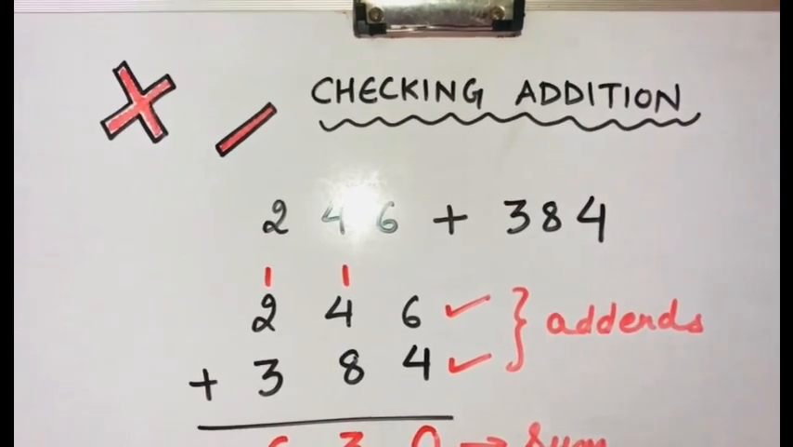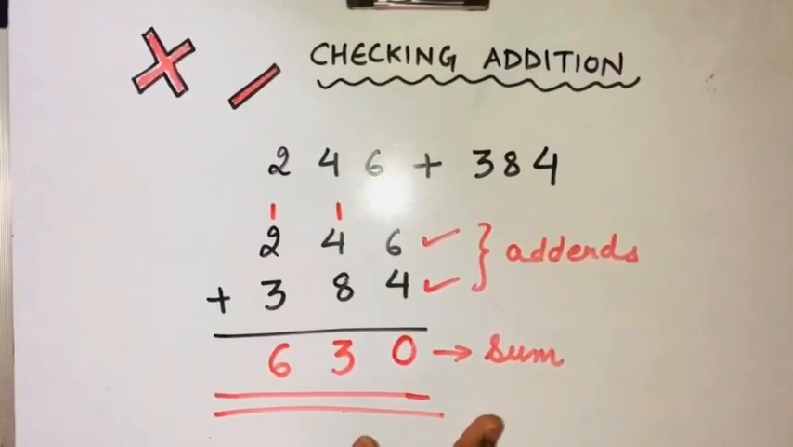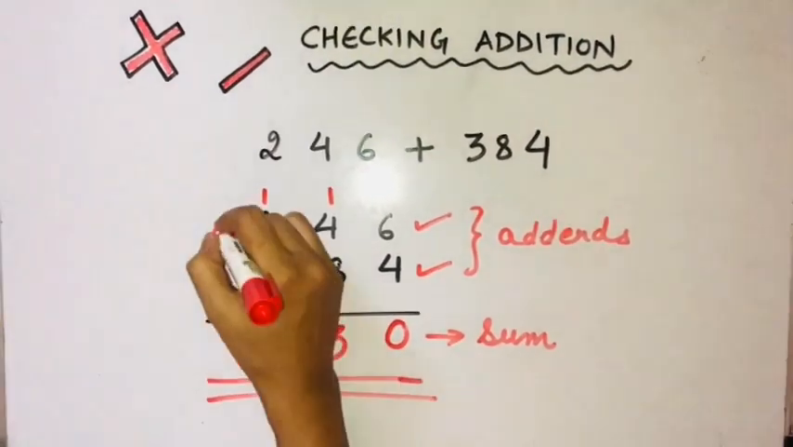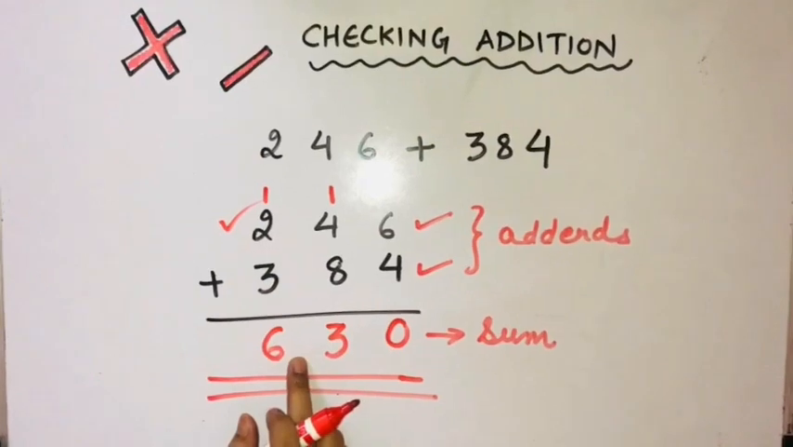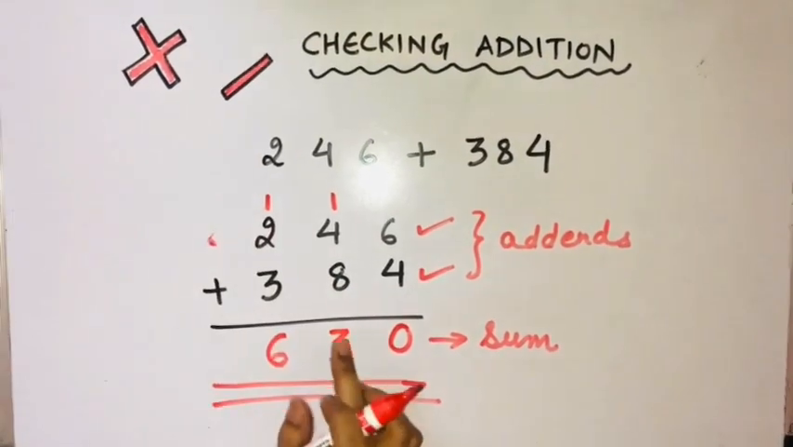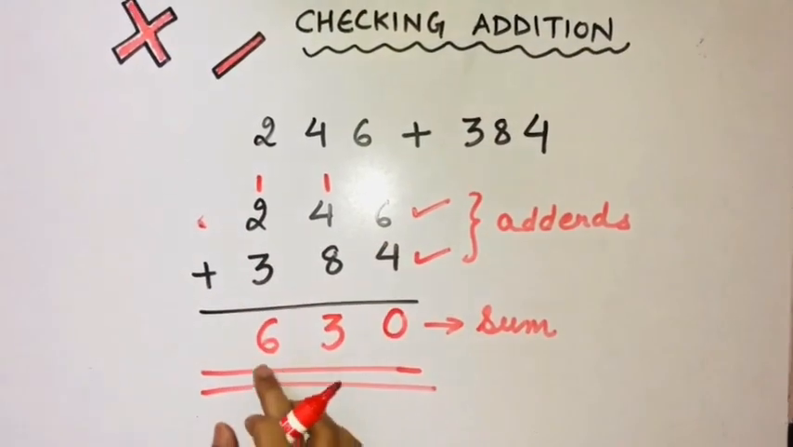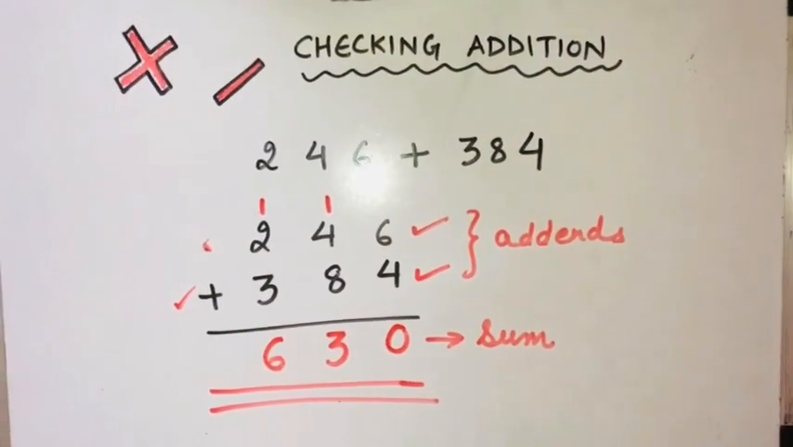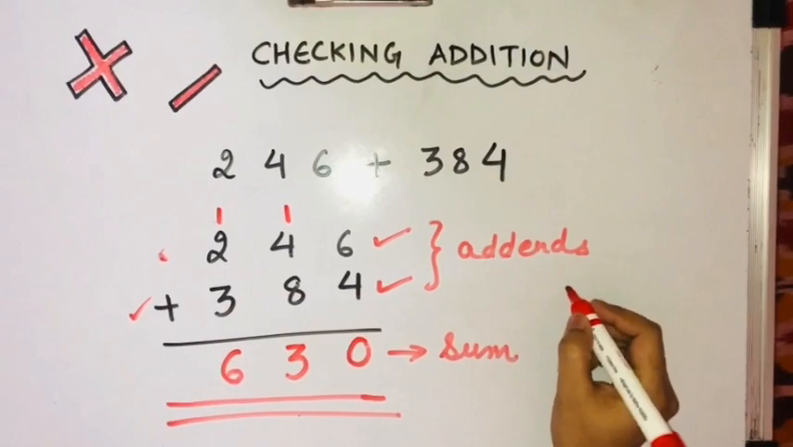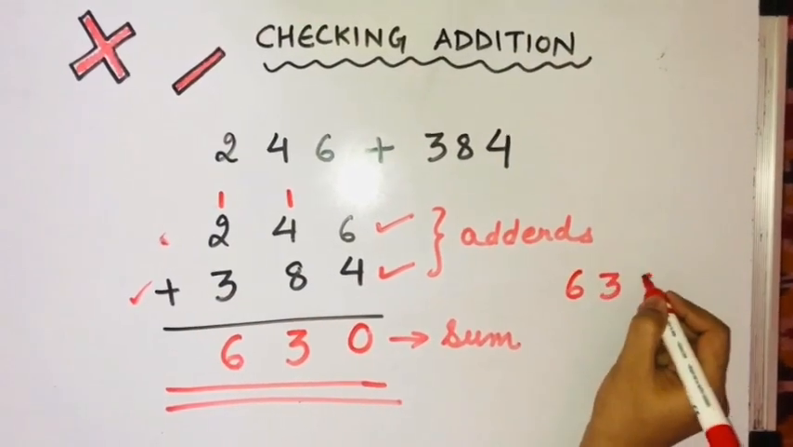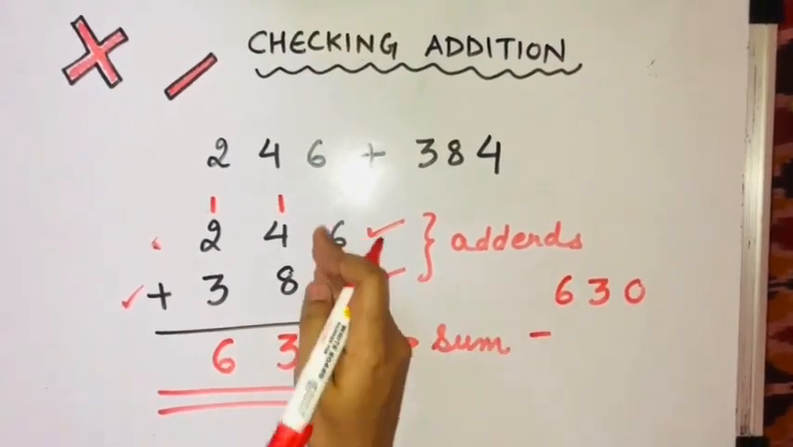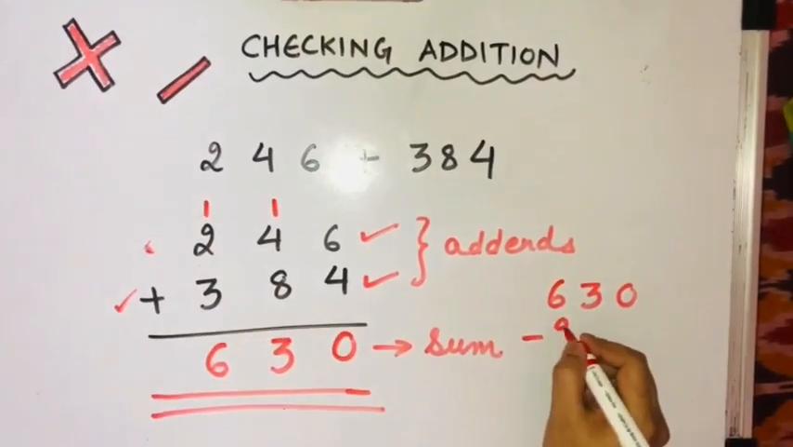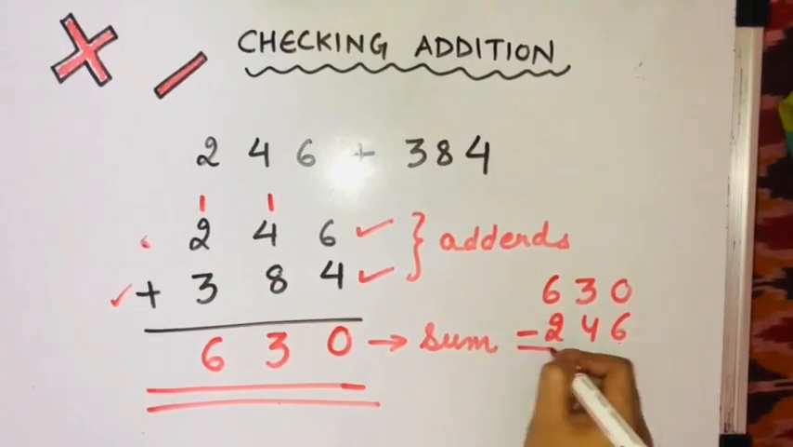So what we will do, we will subtract any one of the addends. If we are subtracting 384 from 630 and we are getting this answer, that means your answer is correct. And if we are subtracting 246 from 630 and you are getting this number, that means your answer is correct. So let us check. We will write 630. Then we will subtract any one of them. Let's take 246.